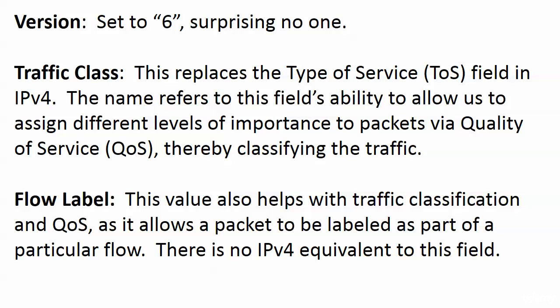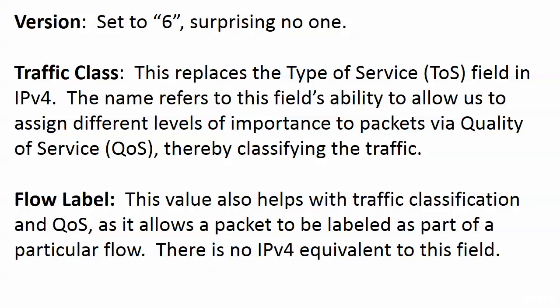Now, version we're going to talk about real briefly because, surprising absolutely no one, it is set to 6. Traffic class, that replaces the TOS field, the type of service field in version 4. And it refers to this field's ability to allow us to assign different levels of importance to packets via quality of service, and that in turn helps us classify the traffic class. You see where that comes from.